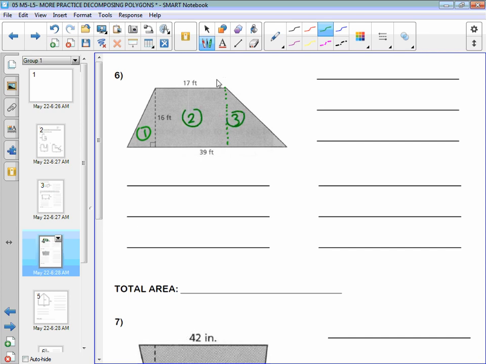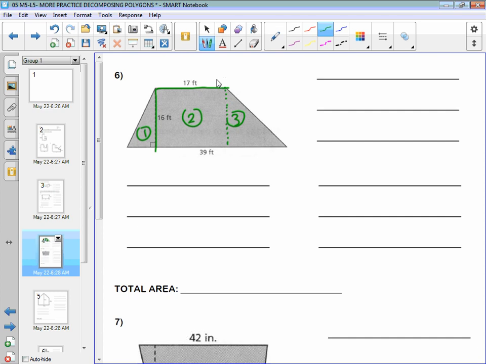Triangle, triangle, rectangle. Let's do this rectangle first. Do you have a base? And if so, what is that base? Dave. Right. Do you have a height? Matthew, what's the height? And you can multiply these two numbers to get the area of the rectangle.